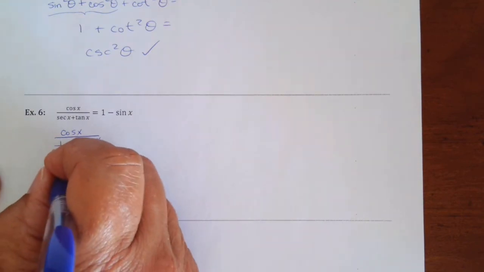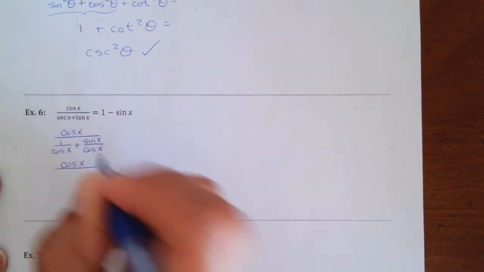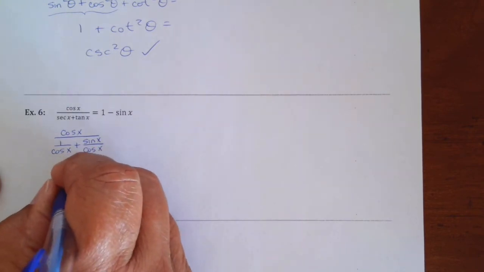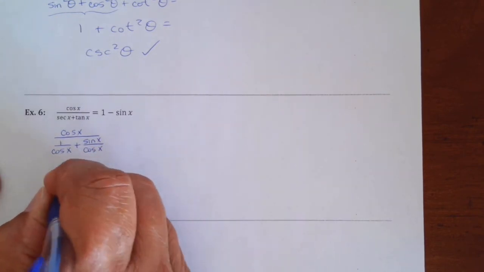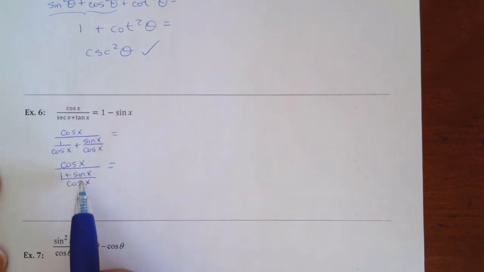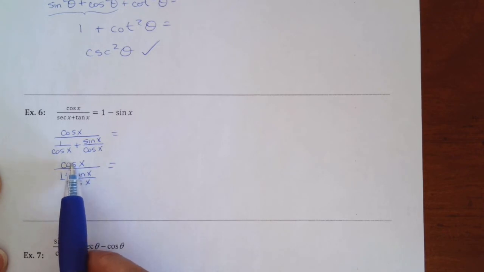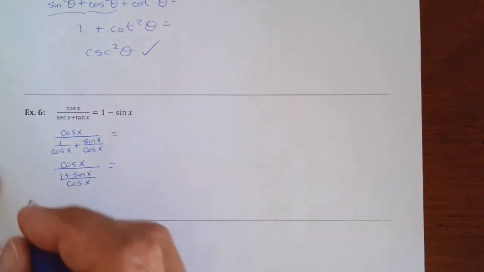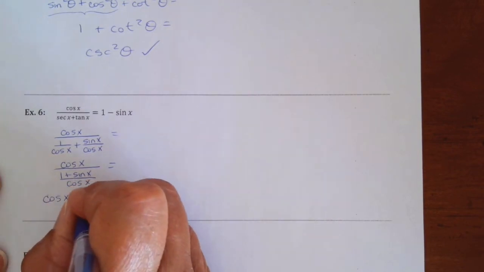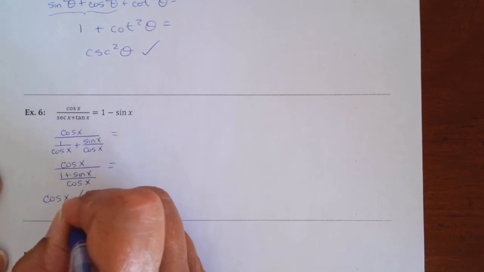So that will give you, leave the cosine in the top. And now in the bottom, since you have a common denominator, you can write 1 plus the sine of x together over the cosine of x. Okay? Now we're going to divide by multiplying by the reciprocal. So we're going to take this times the reciprocal of this. So the cosine of x times the reciprocal, cosine over 1 plus sine.